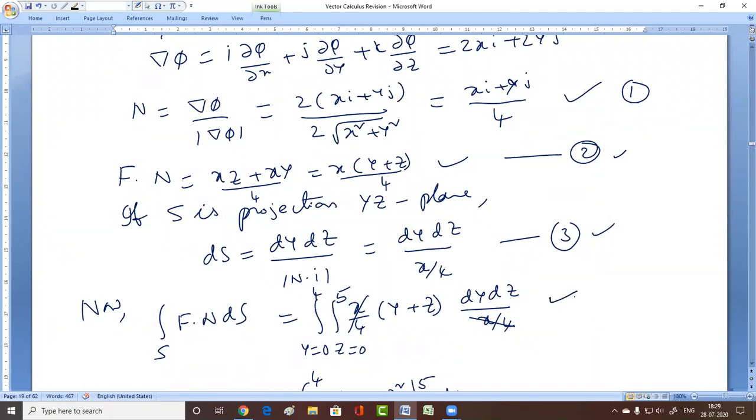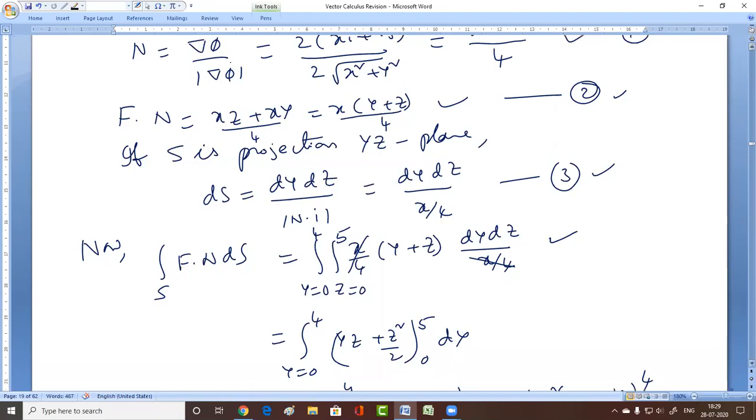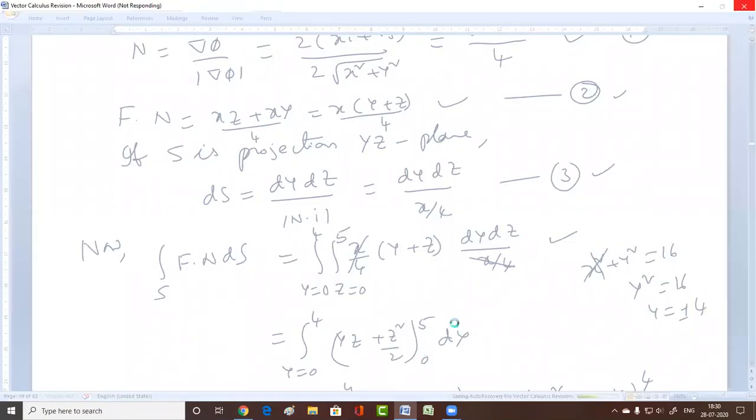Then find directly. Now how to find the limits of y and z? Here the varying variables are y and z. The z limits are directly given, z equals 0 to 5. For finding the y limits, what is the procedure? X square plus y square equals 16. In projection on the yz plane, the x coordinate is 0. Y square equals 16, y equals plus or minus 4. Now in the first octant, there are no negative terms because all start from 0 only. So y equals 0 to 4. Now integrate with respect to y. Integral y equals yz, integral z equals z square by 2, limit 0 to 5. Now after substituting, just 1 minute.